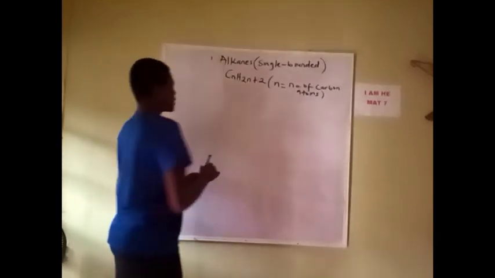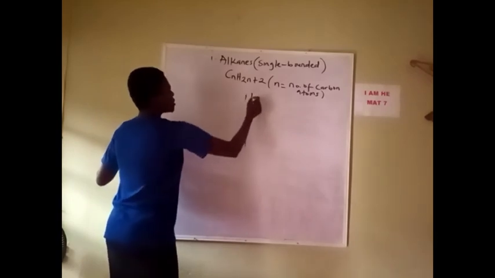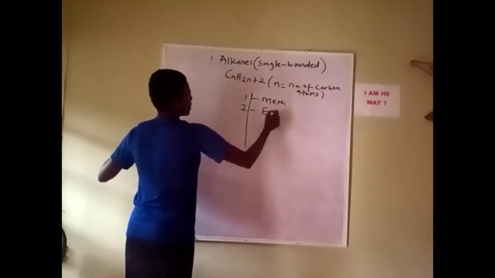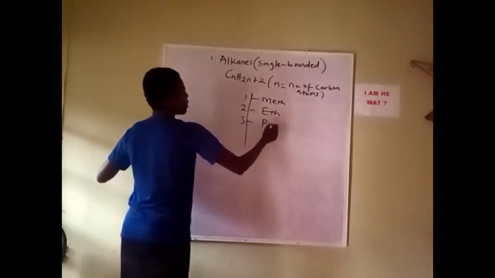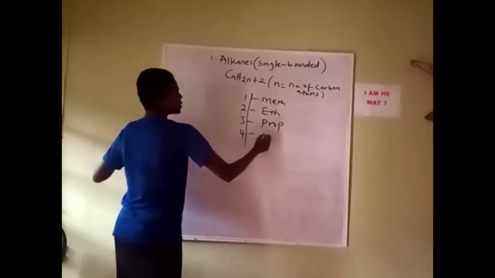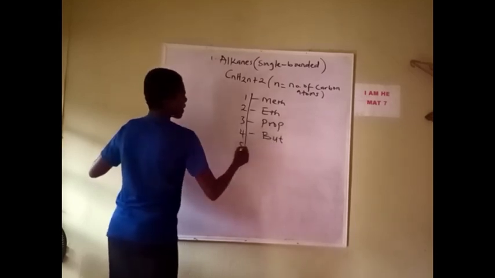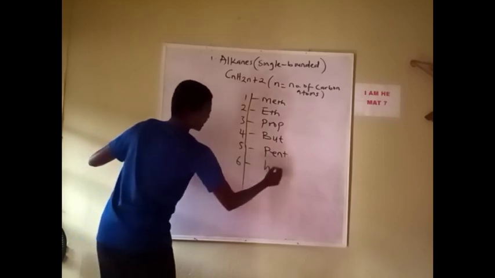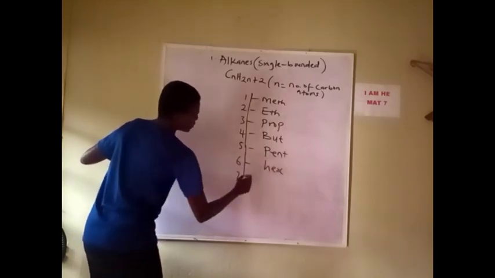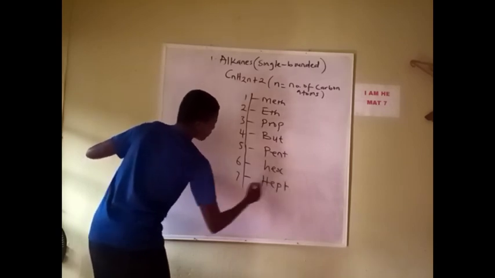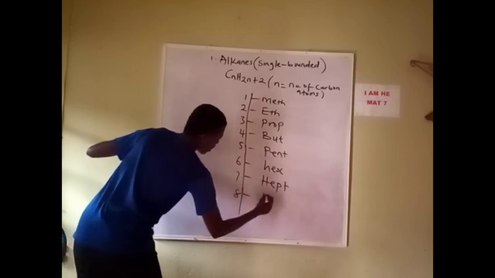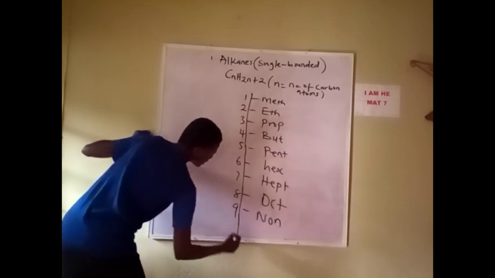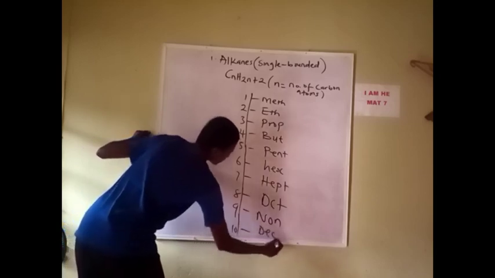Let me just remind you once again. If you're having one carbon, it means meth. 2 carbons, that is eth. If it's 3 carbons, that's prop. If it's 4 carbons, that is but. If it's 5, that is pent. If it's 6, that is hex. If it's 7, that is hept. If it's 8, that is oct, from the word octopus. If it's 9, that is non. If it's 10, that is dec.